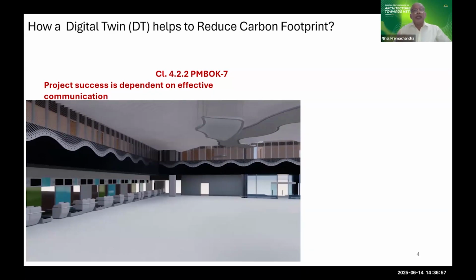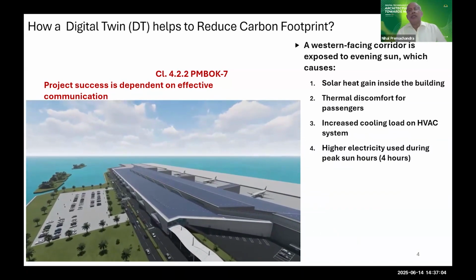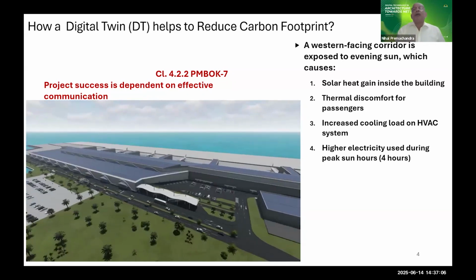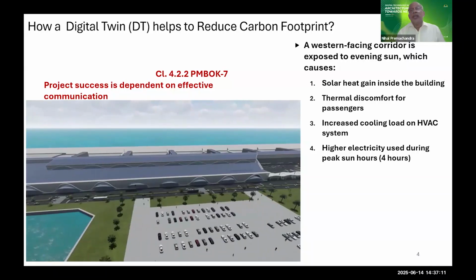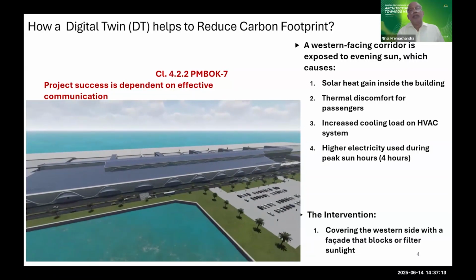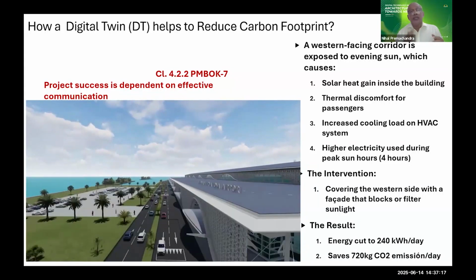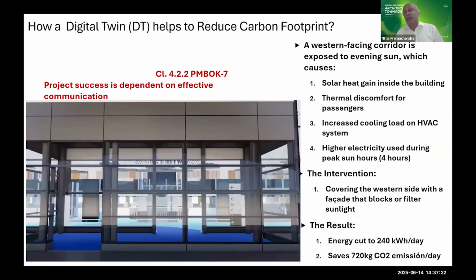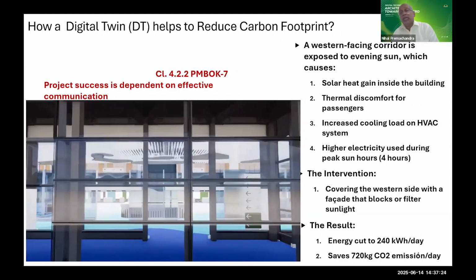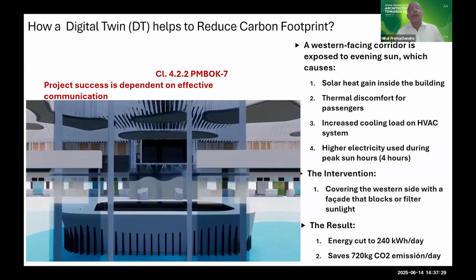But a digital twin, not only that, it helps us to study the problems of this particular building as well, because the western elevation was facing a lot of heat through solar radiation. I'll show you how we managed to counter that, because by countering with this front facade, we cut the energy consumption by 240 kilowatts per day, and we saved 720 kilograms of carbon emission per day.